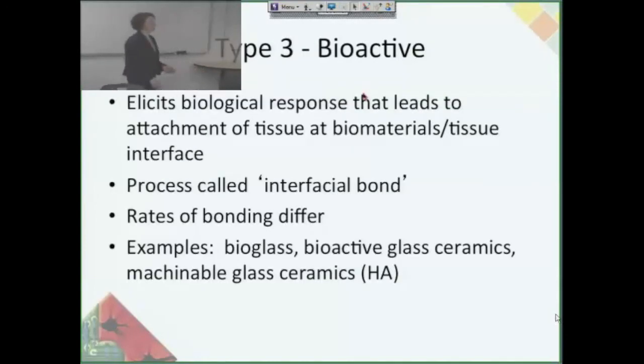Type 3, bioactive. This is like the bioglass that we talked about. That's when it actually bonds to the bone, and that works well, but it's not perfect either. This is something that you would definitely want to think about, and it's a good coating too, but also not perfect. So you need to think about that.